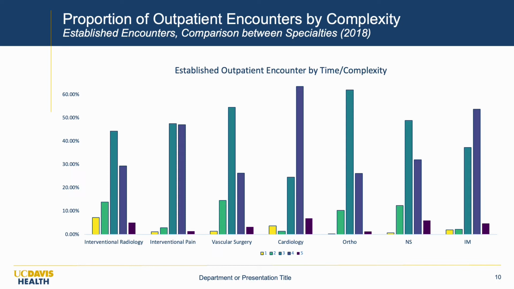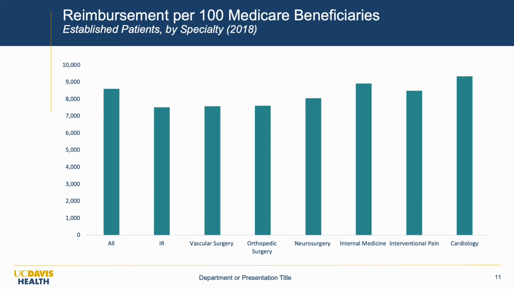And this is important because overall reimbursement depends on the number of patients seen, but also the complexity level, since higher complexity levels have higher reimbursement rates. Overall reimbursement rates for Medicare levels are generally fixed with a small variation by geography. And then this translates to a lower reimbursement overall for established outpatient encounters in interventional radiology.